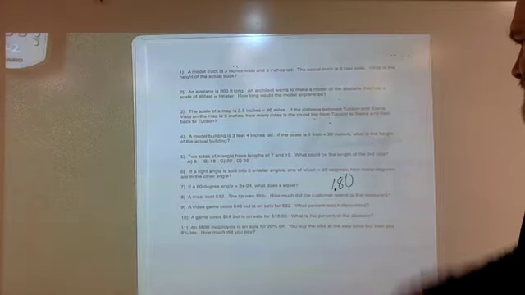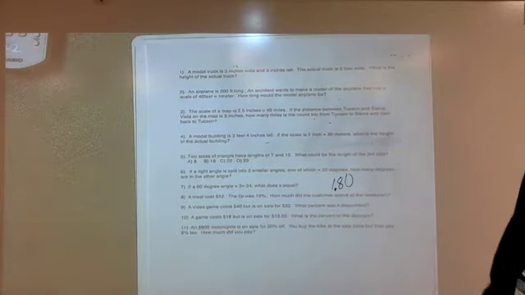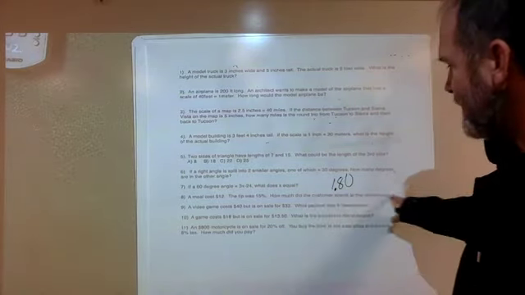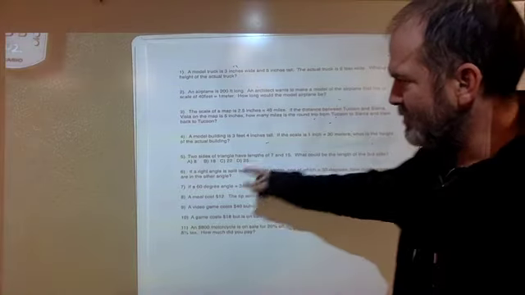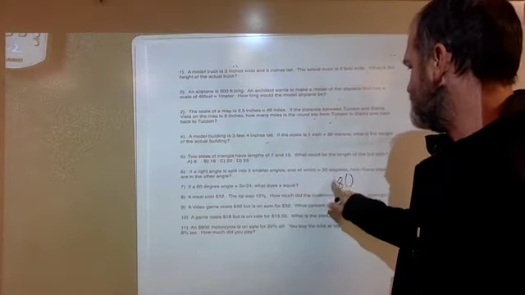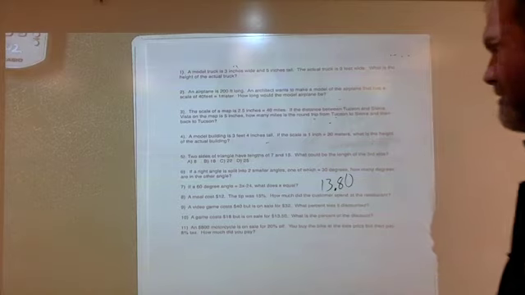How much did the customer spend at the restaurant? Spent more than $1.80. This is where you got to read what they're asking. $1.80, you did your math right, but that's not the final answer. How much did they spend at the restaurant was the $1.80 plus the 12. So $13.80 is the answer to that one.